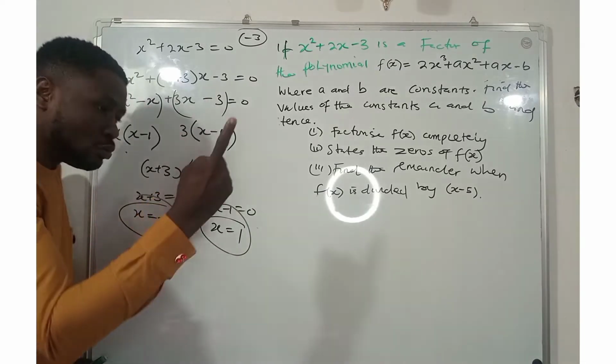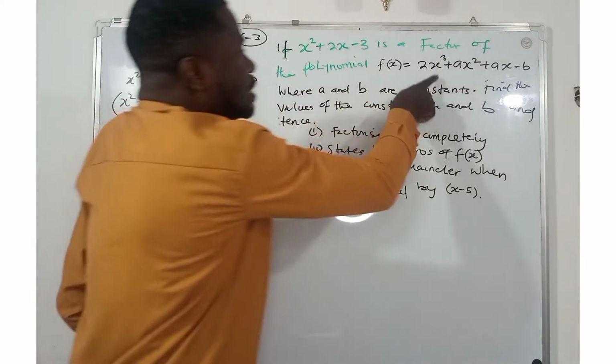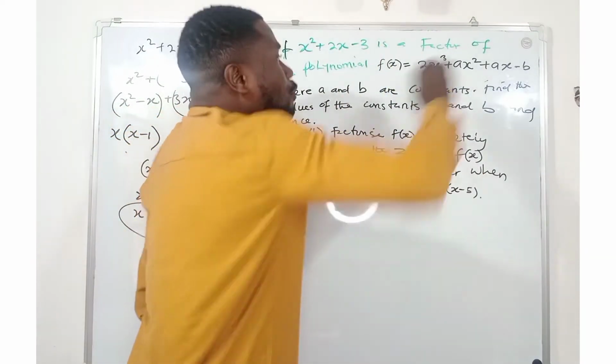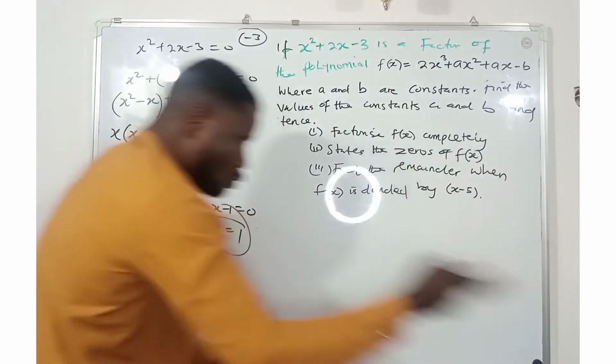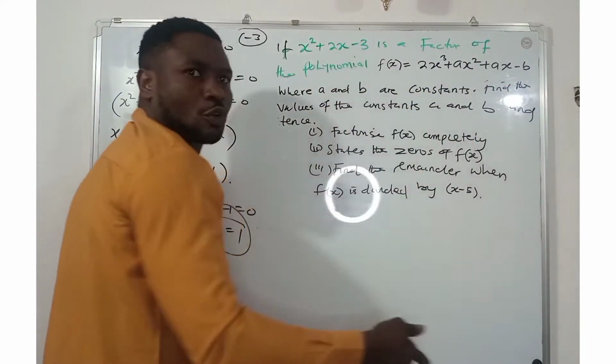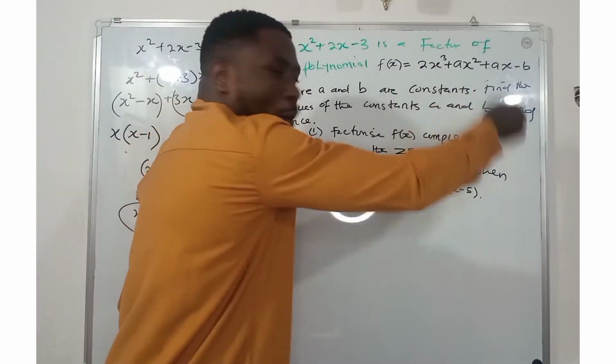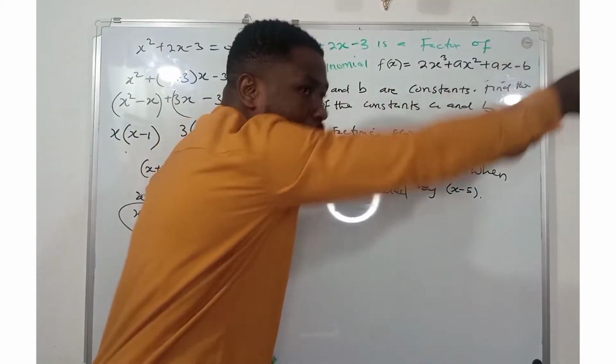The roots are 2, this one and this one, because the power here is 2. But remember that this equation here has power 3. Therefore, the roots here must be 3. Two of those roots are this and this, and the remaining root we do not know, which is why the examiner says factorize completely. Factorizing completely helps you get the third or the remaining root.